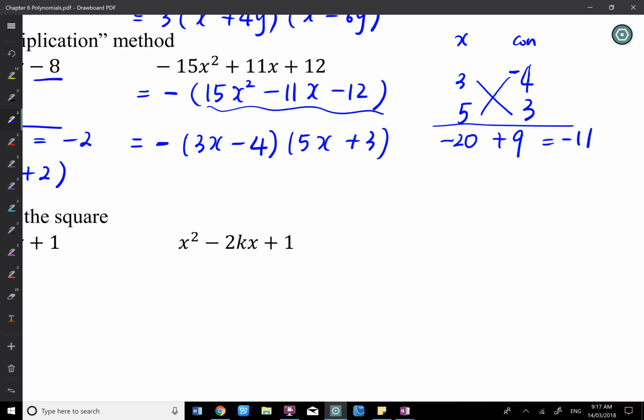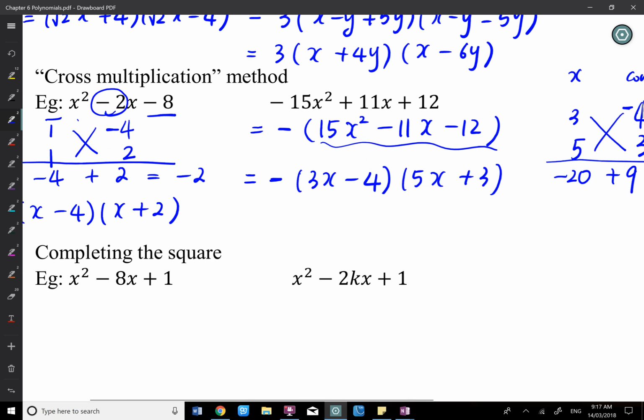This is because the numbers are good. I can just use this method to do it. Sometimes it's not possible to do by this method. Not all quadratics can be factorized by this method, okay? All right. That's another easy method.